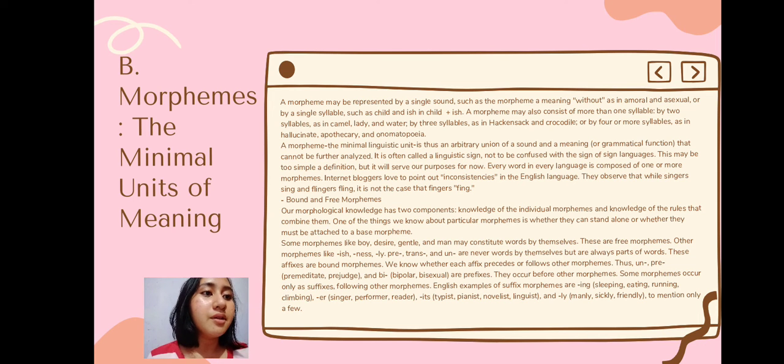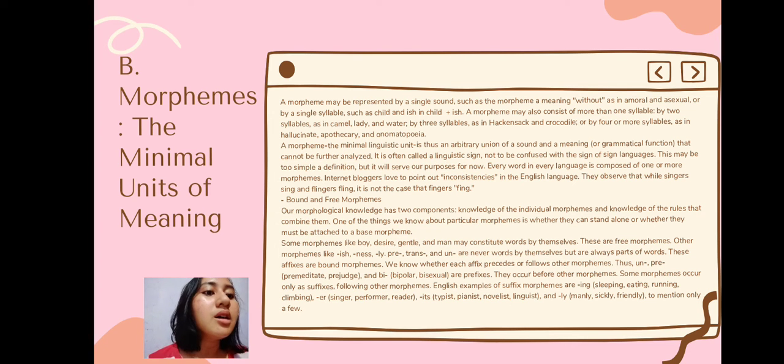Bound and free morphemes. Our morphological knowledge has two components: knowledge of the individual morphemes and knowledge of the rules that combine them. One of the things we know about particular morphemes is whether they can stand alone or whether they must be attached to a base morpheme. Some morphemes like boy, desire, gentle, and man may constitute words by themselves. These are free morphemes. Other morphemes like -ish, -ness, -ly, pre-, -ance, and -ion are never words by themselves, but are always parts of words. These affixes are bound morphemes.